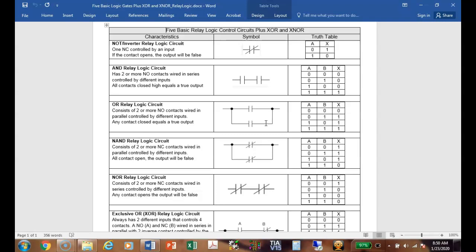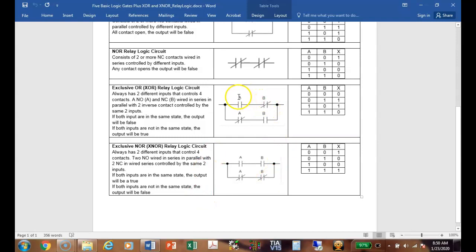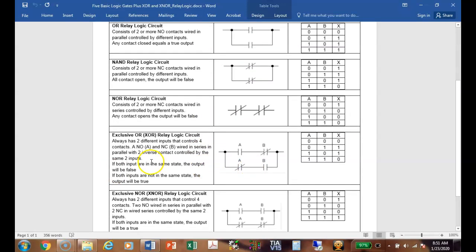Now, exclusive ORs will always have what? 2, controlled by the same two control devices. So here we did label A and B. These would be controlled by different devices. But in exclusive ORs and exclusive NORs, we always have the same device. So here we label them A, B, and AB. That makes sense? Okay.